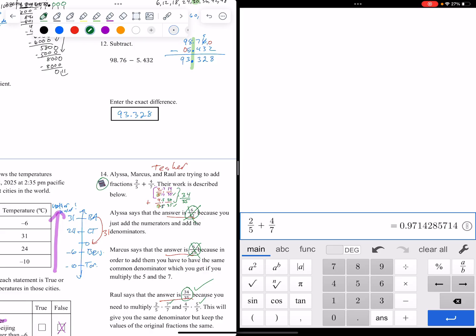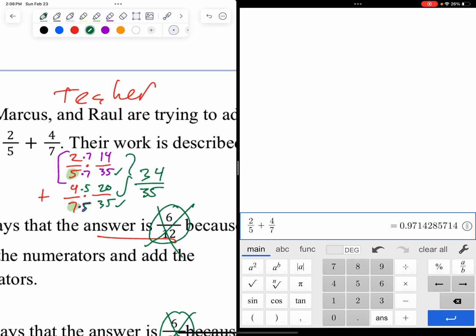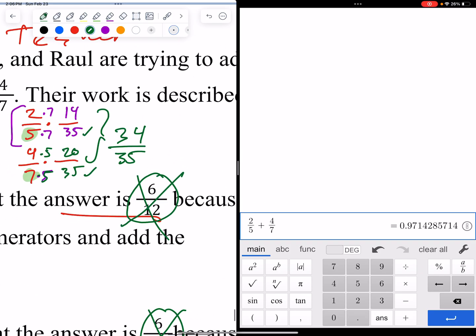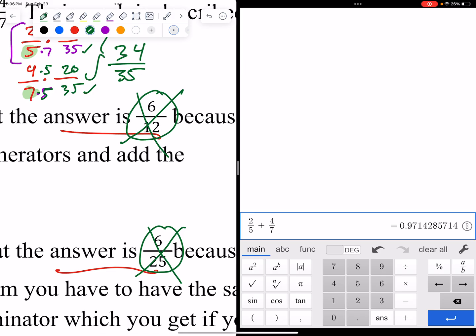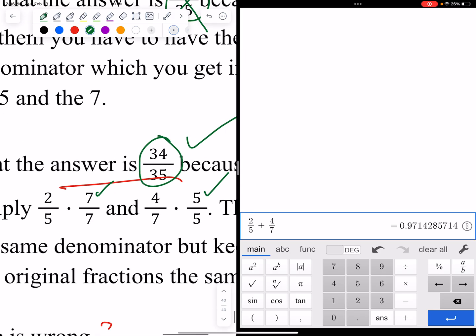Now this is again, you gotta know about the calculators, or you're like, it's a decimal, that doesn't help me. Well, that's true, but I can technically change all of those into decimals. Put 6 divided by 12, find the decimal. 6 divided by 25, find the decimal. And 34 divided by 35, find the decimal. And then you can match it. That's one way to do it.